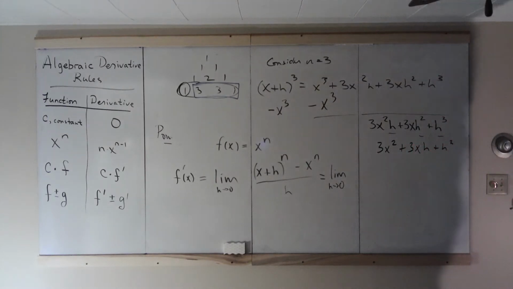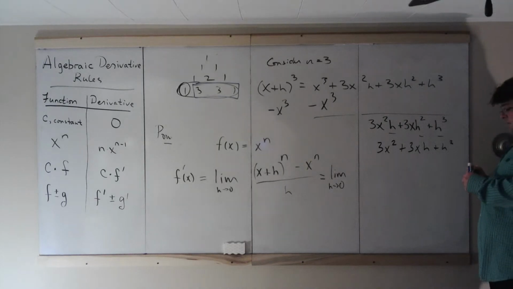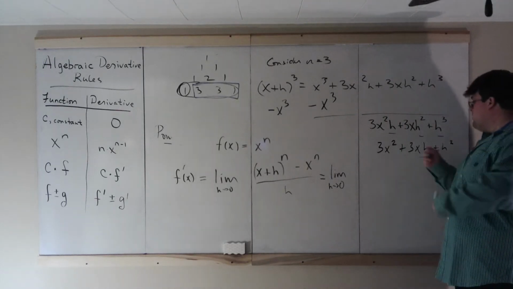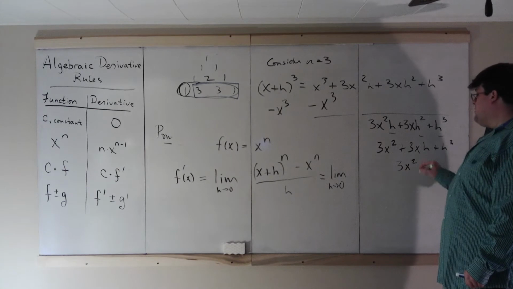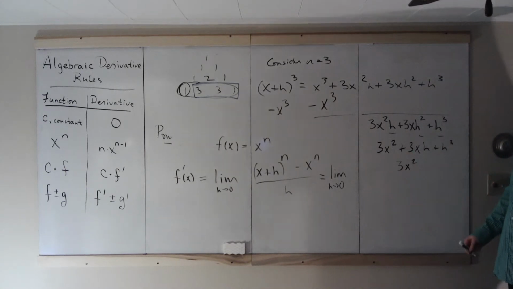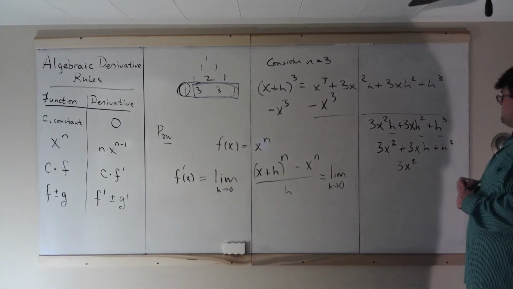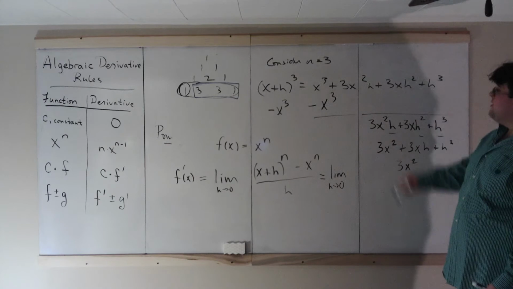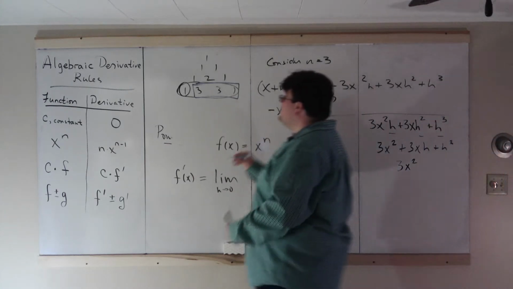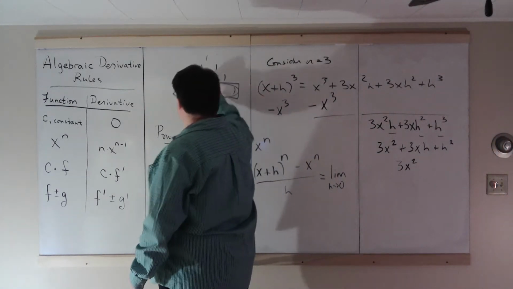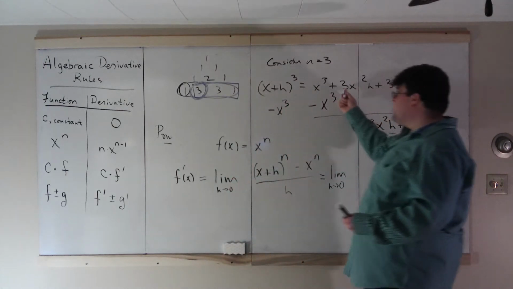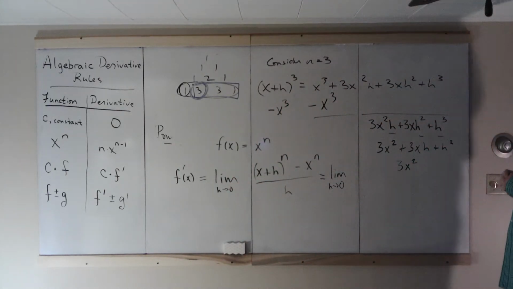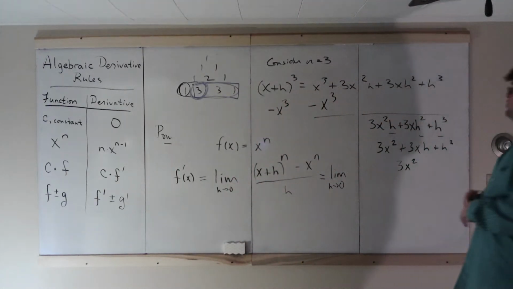It simplifies to that. And what happens when h goes to 0? When h goes to 0, that doesn't change, and these both go to 0. And what are you left with? Well, where did this term come from? It came from here, which came from here, which came from that second term in the expansion. So let's generalize that to n.